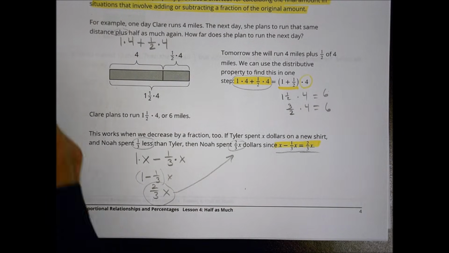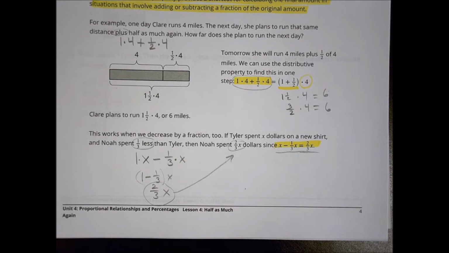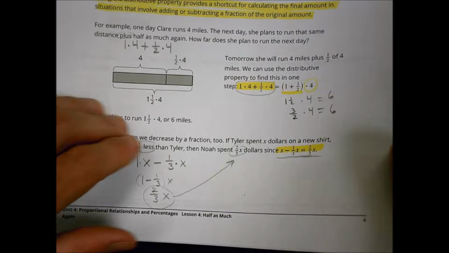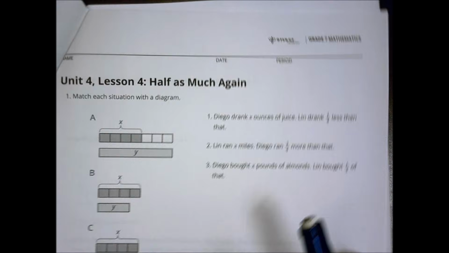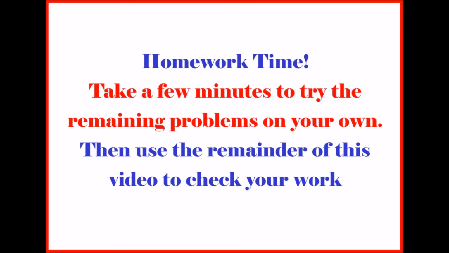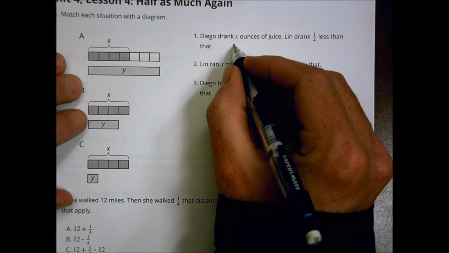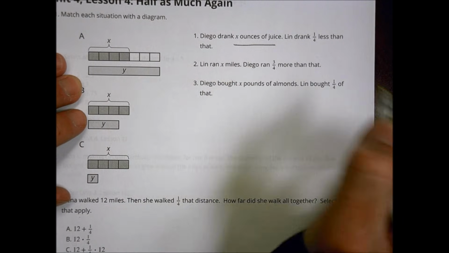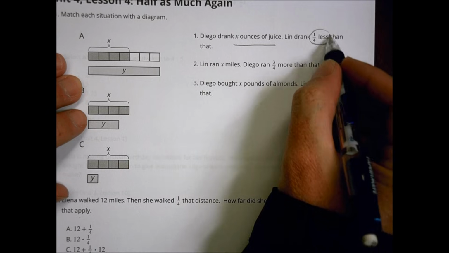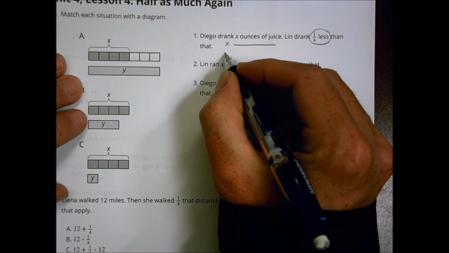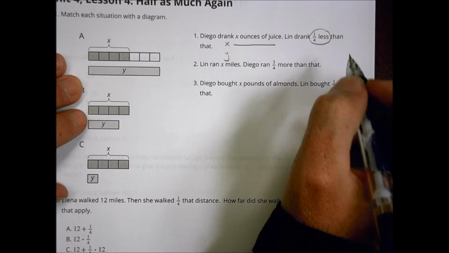So there's an example of subtraction one for you, just to help you out there. Let's take a look at tonight's homework, and you'll need to use this as you go through it. So here we go. All right. Let's match the situation with the diagram. First of all, Diego drank X ounces of juice, and Lynn drank 1/4 less, right? So here's my X, and here's my Y, and it's 1/4 less, so I should have a smaller amount.